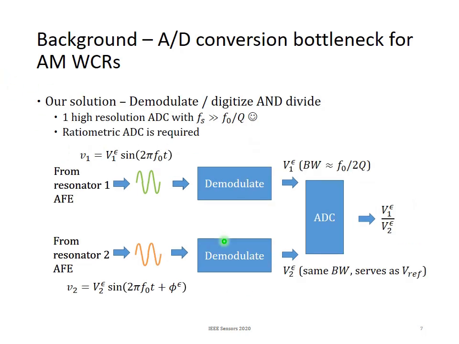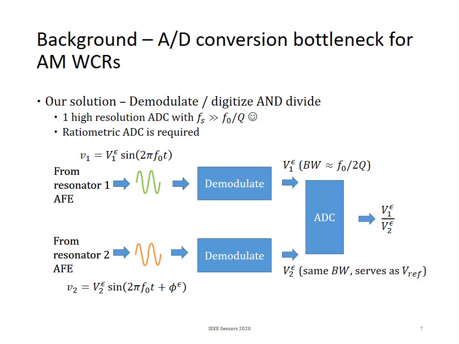So the solution we have been investigating consists in first demodulating the two motional signals in the analog domain to recover the narrow bandwidth amplitudes of both signals. Then one may use a single high-resolution ADC with reduced sampling frequency constraints to derive the ratio of the two amplitudes by using, for example, V2 as the reference voltage of the analog-to-digital converter. So this is the ratiometric ADC approach, which may fundamentally be applied with any ADC architecture.